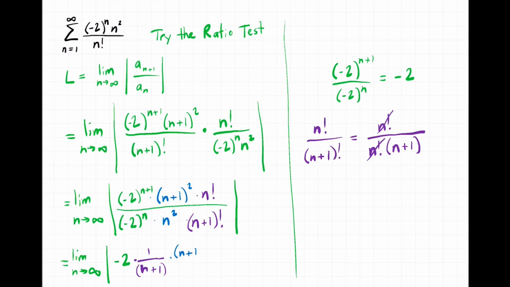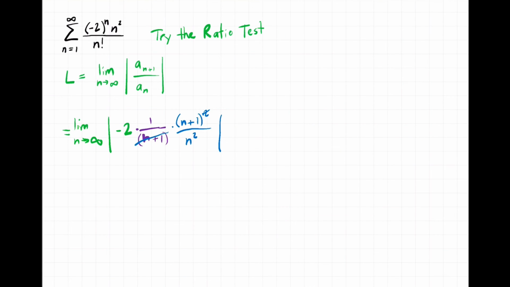n plus 1 squared over n squared. Hard to simplify that blue part by itself. Let's end that absolute value sign. But what we can do is say, well, I've got n plus 1 squared on top and n plus 1 on the bottom. I can cancel those and have just n plus 1 on the top. So now, let's just clean this up a little bit here.